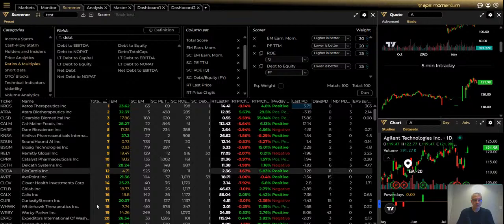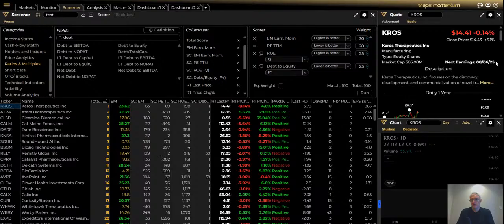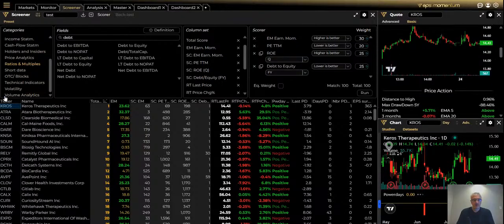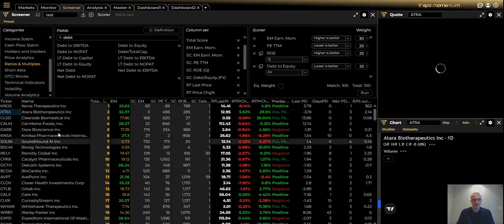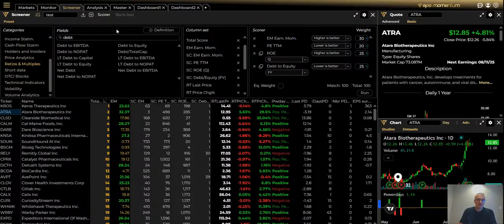One major column at the top gives you the stock that has the best EM, the lowest PE, the highest ROE for the last quarter, and the lowest debt to equity, right? So KROS, Kairos Therapeutic, right? So that's one. Altara Bio Therapeutic. And obviously we can restrict on market cap and prices. We get a lot of names here. We get several thousand names, so it's pretty deep.